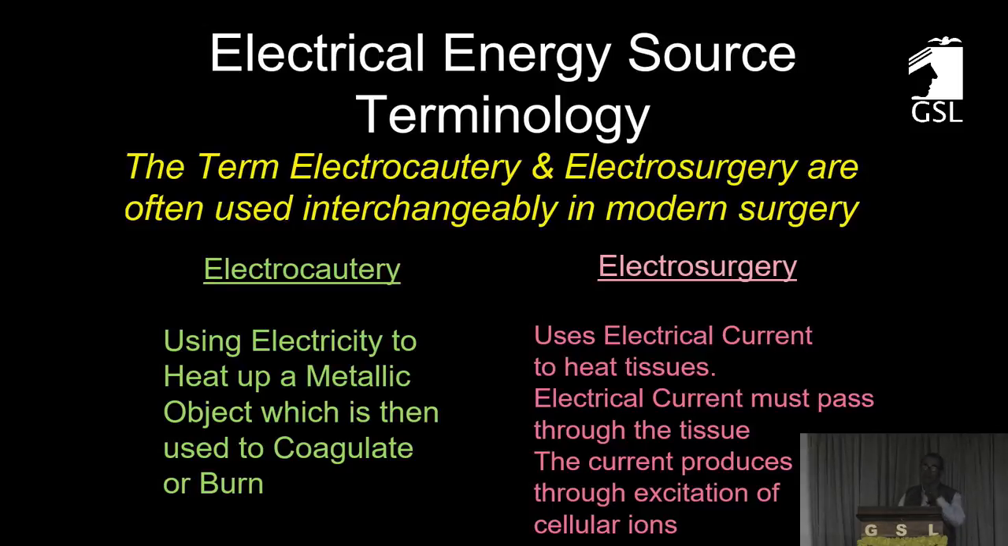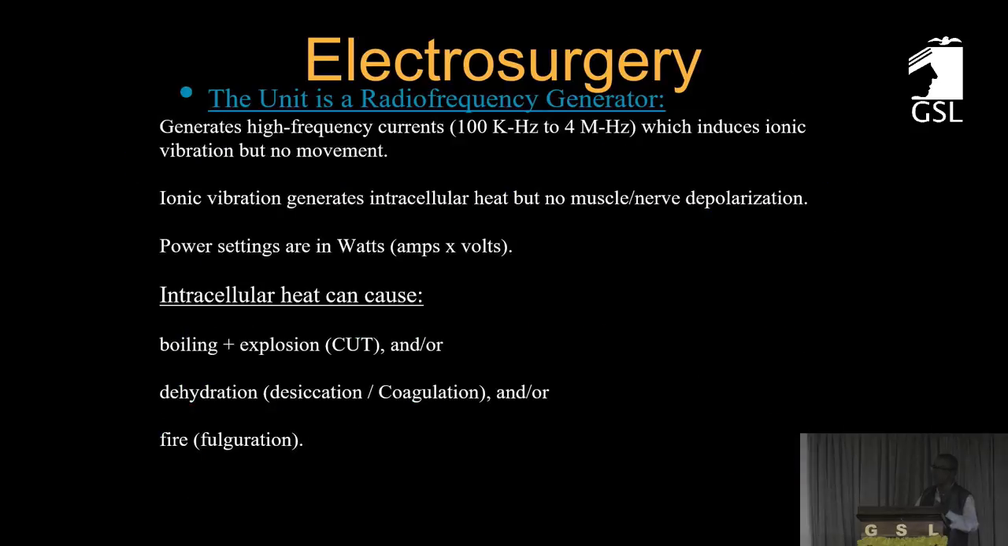In electrosurgery, the electrical current passes through the tissue and that heats up and produces cauterization. So one is electrocautery and another is electrosurgery. What we use is electrosurgery. And what is the unit? The unit is a radio frequency generator. It generates high frequency currents which induce ionic vibration but no movement. Ionic vibration generates intracellular heat but no muscle or nerve depolarization. Power settings are in watts, that is volts into amps, if you remember your physics. Intracellular heat can cause boiling plus explosion, which is the cut, and or dehydration, that is desiccation and coagulation, and or fire, that is fulguration.